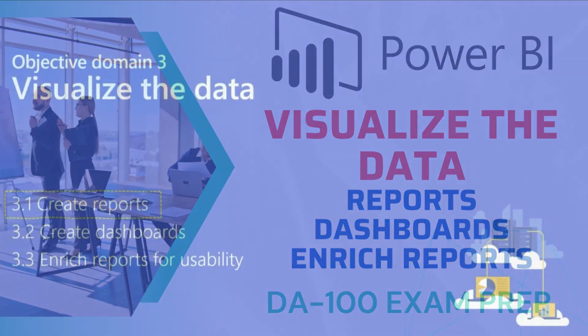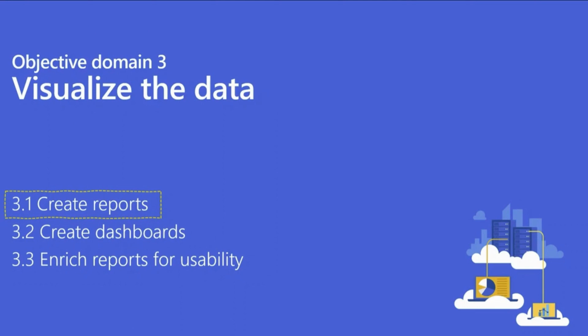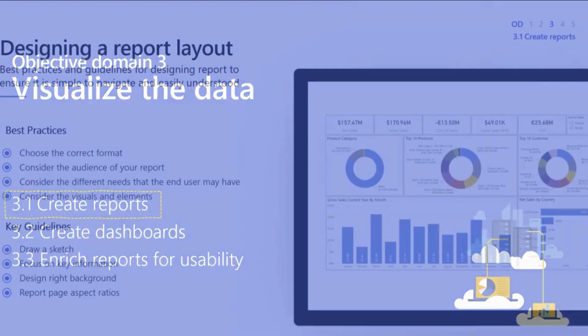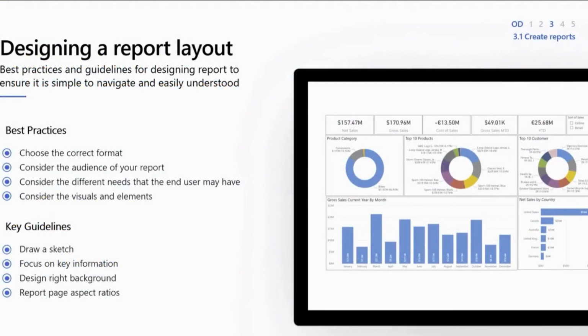Three things: creating reports, creating dashboards, and then at the end, how we enrich the reports for usability. Let's start with the first one, which is creating reports. When you design the report, that's when you actually bring data to life. That's when you start looking at using more of an art form rather than just using the technology form.